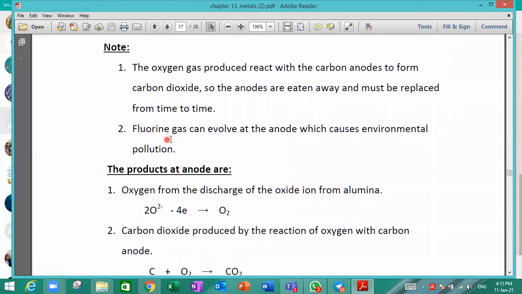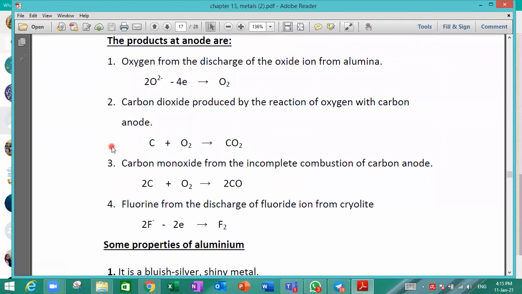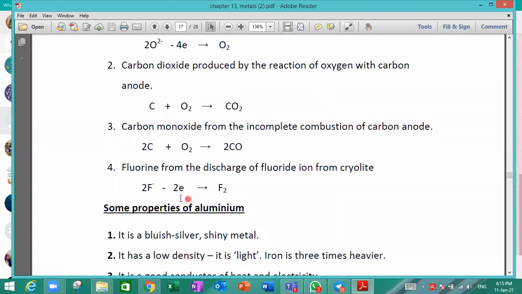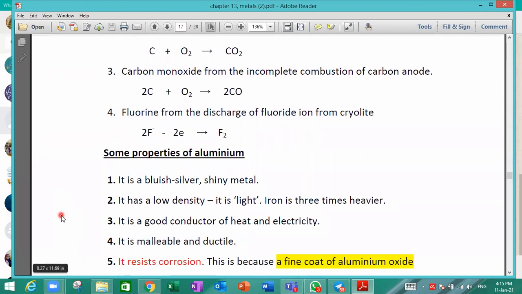And as I told you, fluorine gas evolves as well at the anode. So the products at the anode will be 2 oxide ions minus 4 electrons gives oxygen gas. The carbon plus oxygen will form carbon dioxide gas, or carbon plus a less amount of oxygen, as we say in an insufficient amount of oxygen, would produce carbon monoxide gas. And also the fluoride ions would be oxidized to form the fluorine gas by losing electrons.